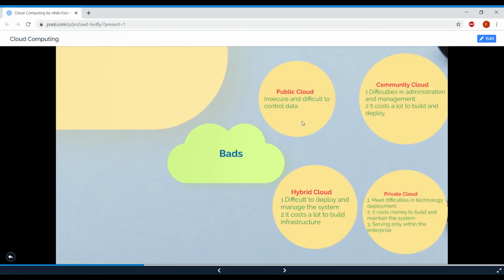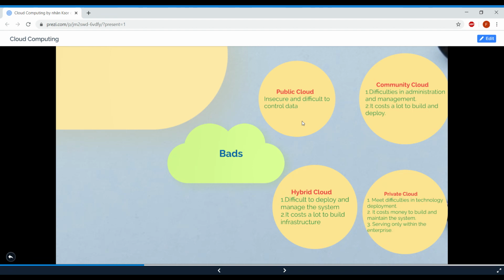Now the disadvantages. The disadvantage of public cloud is that it is unsafe and difficult to control data. Hybrid cloud has two disadvantages. One, difficult to deploy and manage the system. Two, a lot of money is wasted.